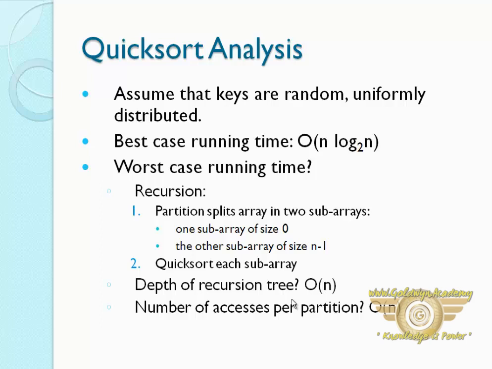we have recursion. Number 1, partition splits the array into two sub-arrays, one sub-array of size 0 and the other sub-array of size n-1. Number 2, quicksort each sub-array. The depth of the recursion tree is O(n). The number of accesses per partition is O(n).